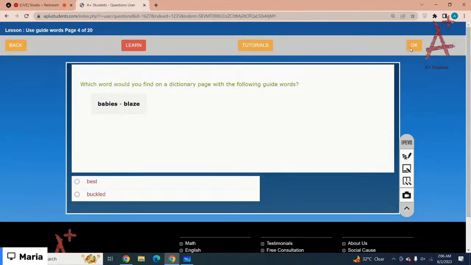Okay, the next one is: which word would you find on a dictionary page with the following guide words? Babies and blaze. So you need to see which word is in between babies and blaze. Is it best or buckled? Which is the correct option?